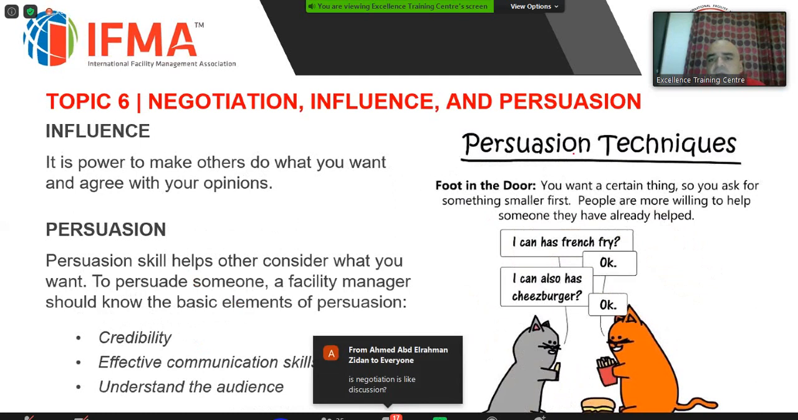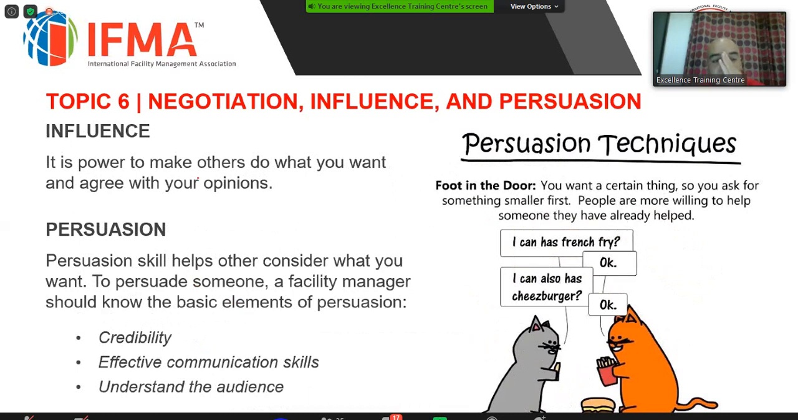In negotiation itself, there is influence and persuasion. Influence is the power to make others do what you want and agree with your opinions. Influence is more of something mandated. If you are the boss of someone, your leverage in negotiation is higher. You tell them, I need this finished within 1 week. They try to negotiate and say 10 days. You tell them, no, this is urgent. The client wants it within 1 week. So this is influence.